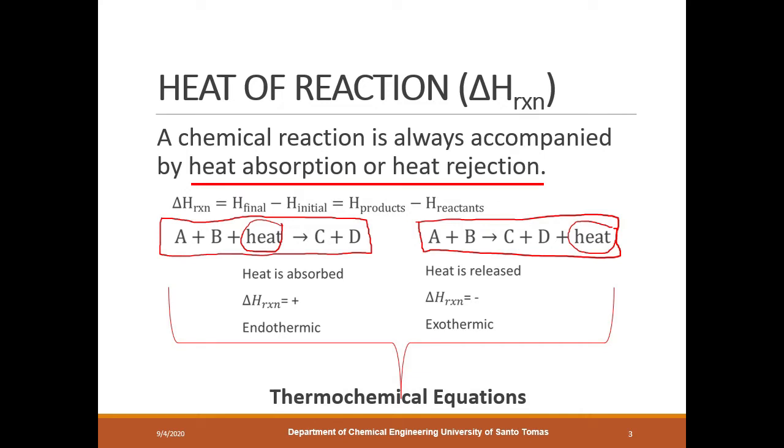Now, again, to note that heat is absorbed, we will have the heat term on the left side of the equation, or the reactant side. When heat is released, then expect the heat value to be on the product side of your thermochemical equations.